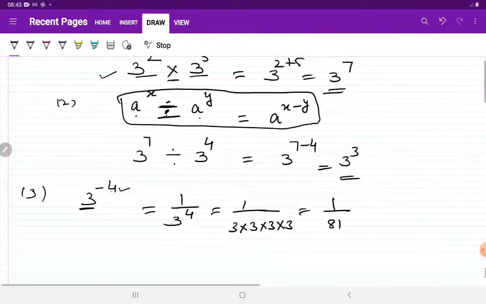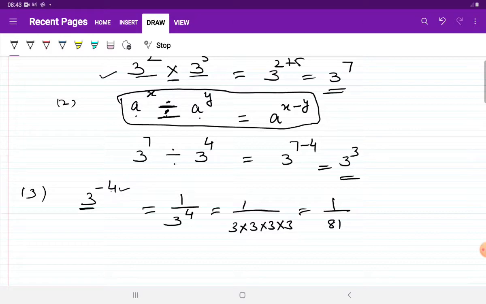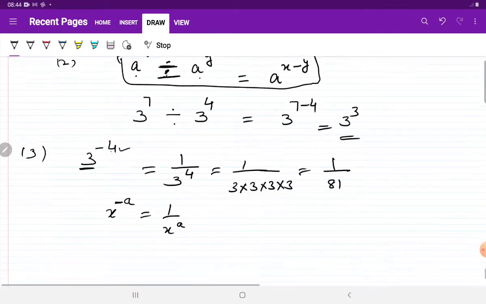Okay. So, if x is a rational number and a is a whole number, then x raised to power minus a is what? 1 by x raised to power a. X raised to minus a is what? 1 by x power a. If your power is in negative sign, it will come down and it will become the positive sign. Got it?